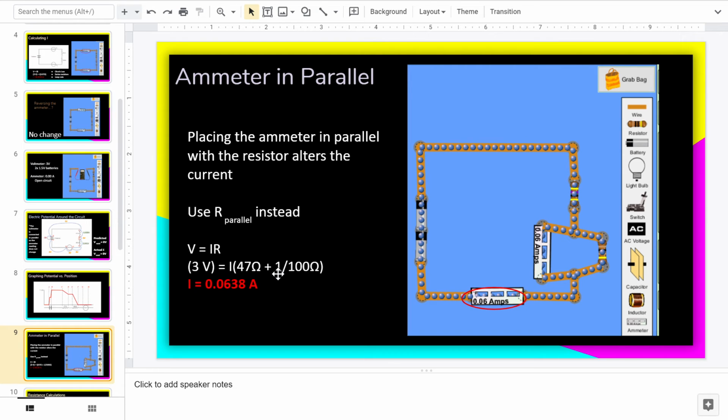The ammeter in parallel. Placing the ammeter in parallel with a resistor alters the current. Instead of using the R series rule, we had to use the R parallel rule. This changes the V equals IR equation so that I equals 0.0638 amps. As you can see, the reading does change.